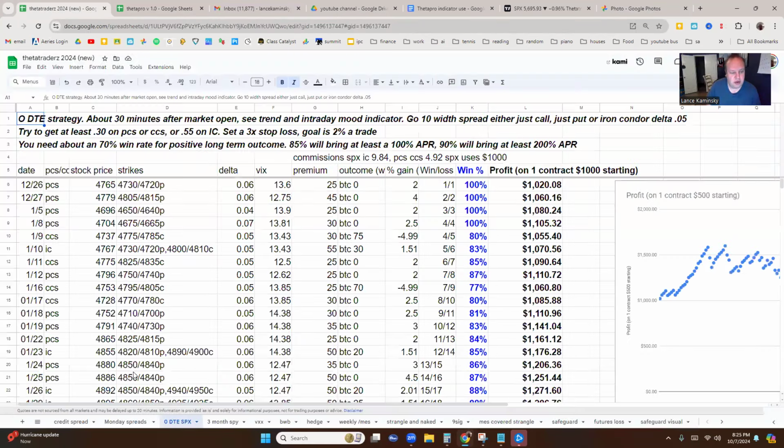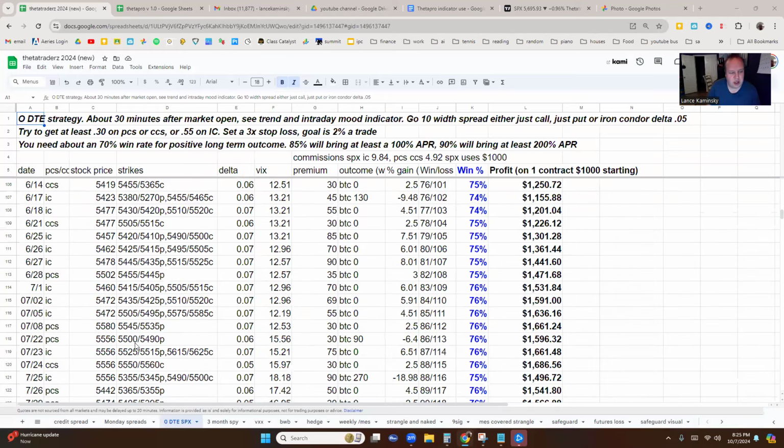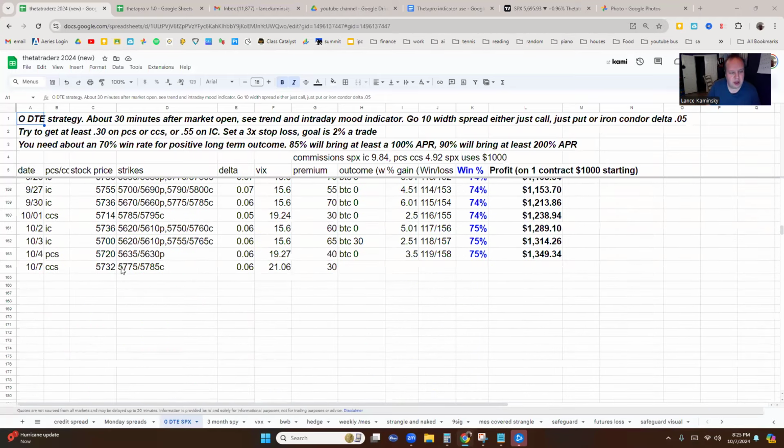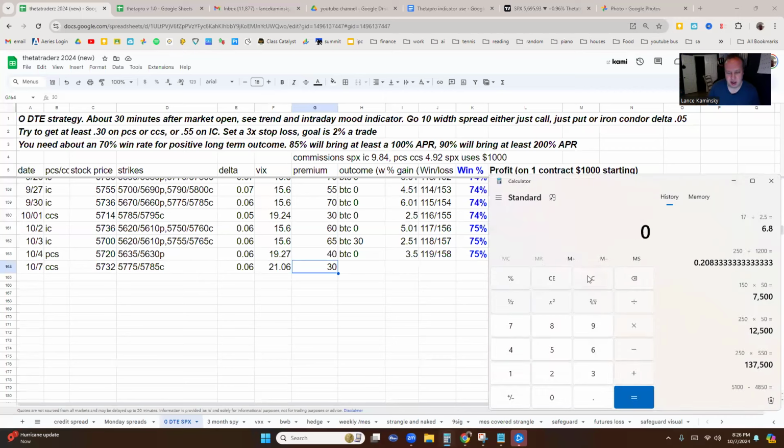For the 0 DTE trades, as you can see in the spreadsheet, today we sold the 5775/5785 call credit spread because the alert said to sell calls. The stock price at the time was 5732, delta was 0.06, with a VIX of 21.06. We were able to take in $30 in premium. It didn't need a buy to close, it just expired worthless. So we took in $30, divided by $1,000, and we made 3% on our money in just one day.